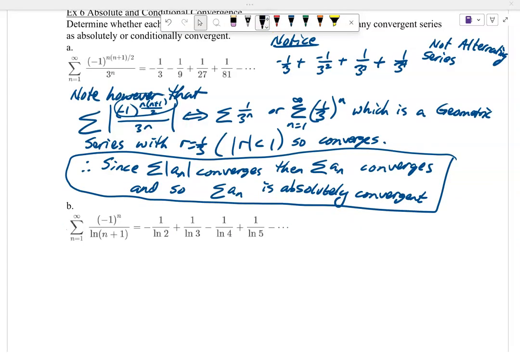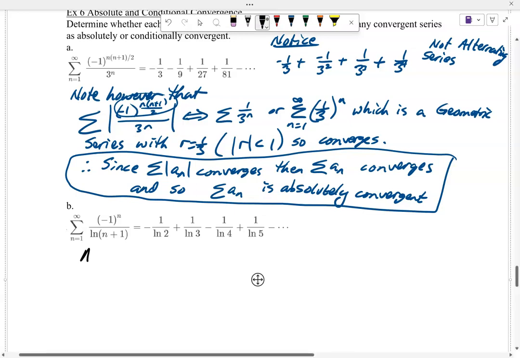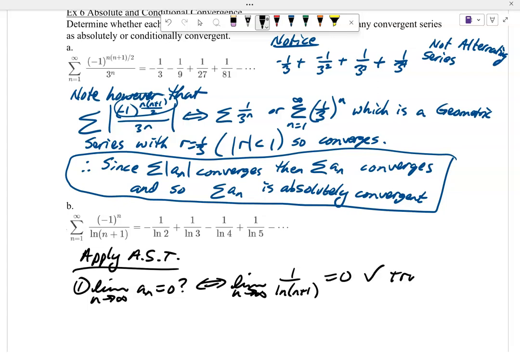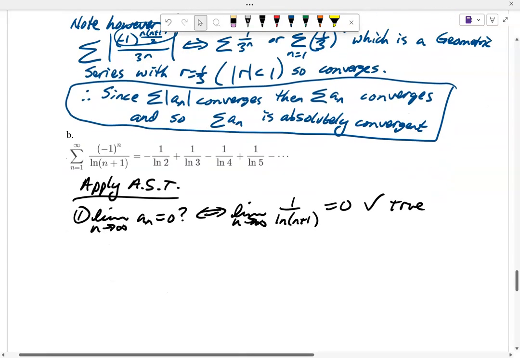All right, notice the signs do alternate here. So we're going to apply the alternating series test. So number one is the limit. The part that's not alternating, does that equal 0? The alternating part is that numerator there. So I just got that. If I run that natural log of infinity on the denominator there, sure, that equals 0. So this is true. Condition number one is met.